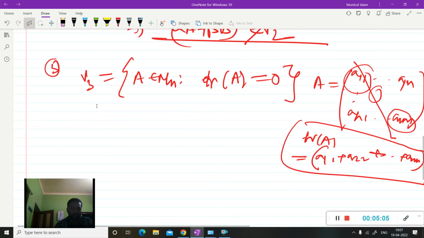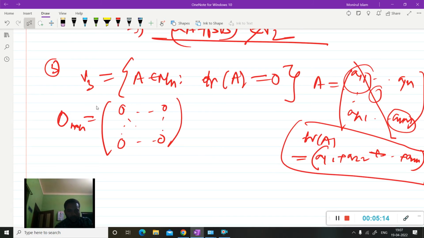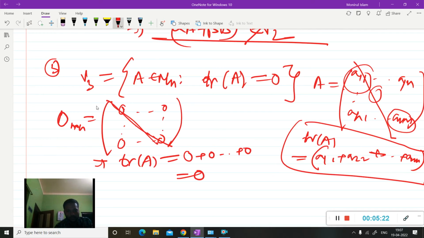Is it a subspace? See, the zero n cross n matrix has all entries 0. If all entries are 0, then its trace will be 0, because the diagonal entries are 0. So 0 plus 0 plus 0 is 0, so the trace is 0.